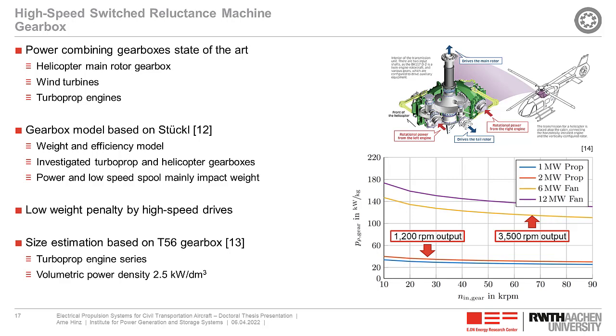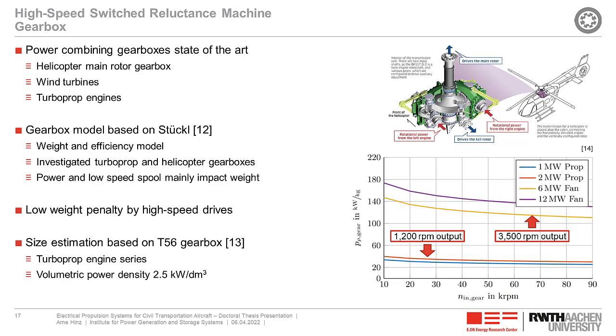And we can see on the lower right-hand side that the main driver of weight for the gearbox is the speed of the output spool. We can see that the lower graphs are related to a propulsor speed of 1,200 RPM, whereas the higher power density relates to an output speed of 3,500 rounds per minute. We can also see that the input speed is of rather minor importance, as it is given on the x-axis and has a low effect on the power density itself.